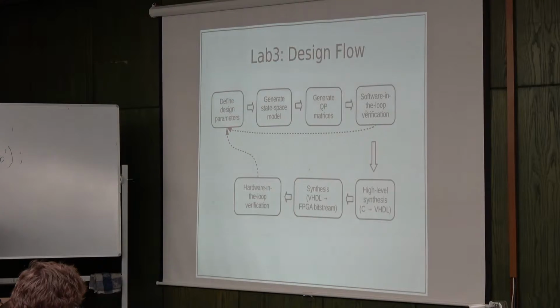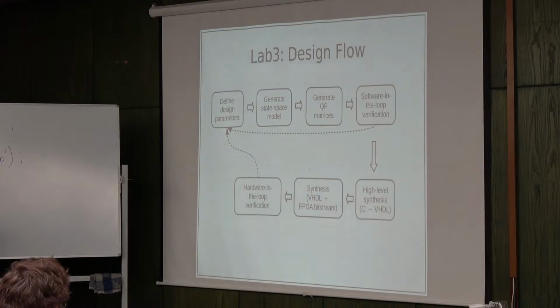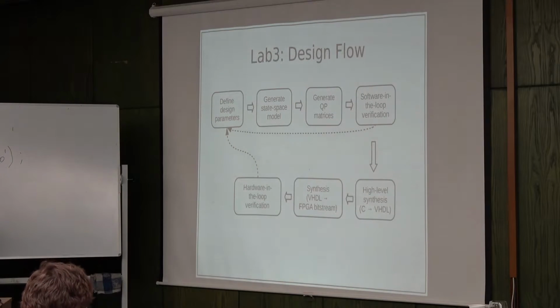So this is the high-level design flow for the third lab. What you normally do initially is define your design parameters, like for example horizon length, the number of iterations of your algorithm, and some other parameters. Once you define these parameters, you can generate the state space model for your system. The reason why the state space model depends on the design parameters is that your sampling time affects discretization. That is why we first define the design parameters, and only after that we can generate the discrete time state space model.